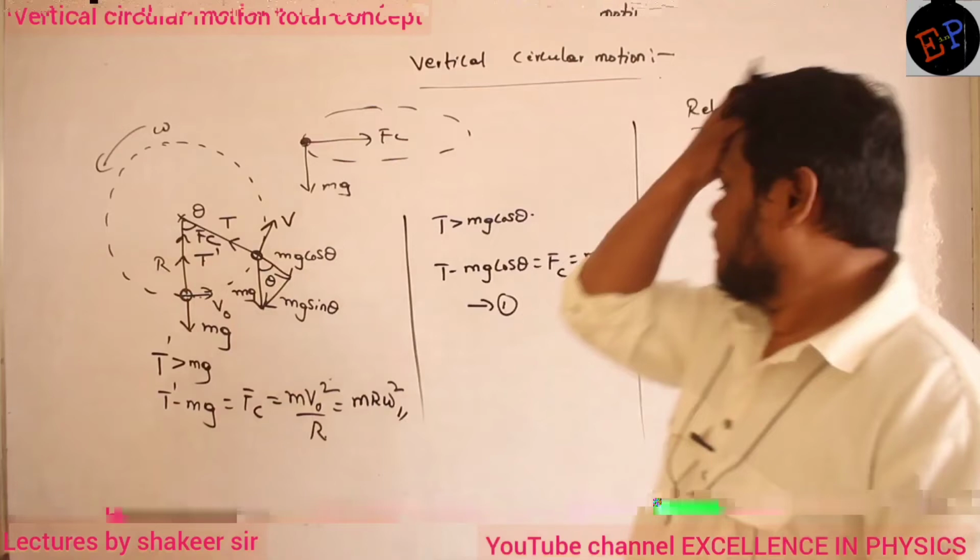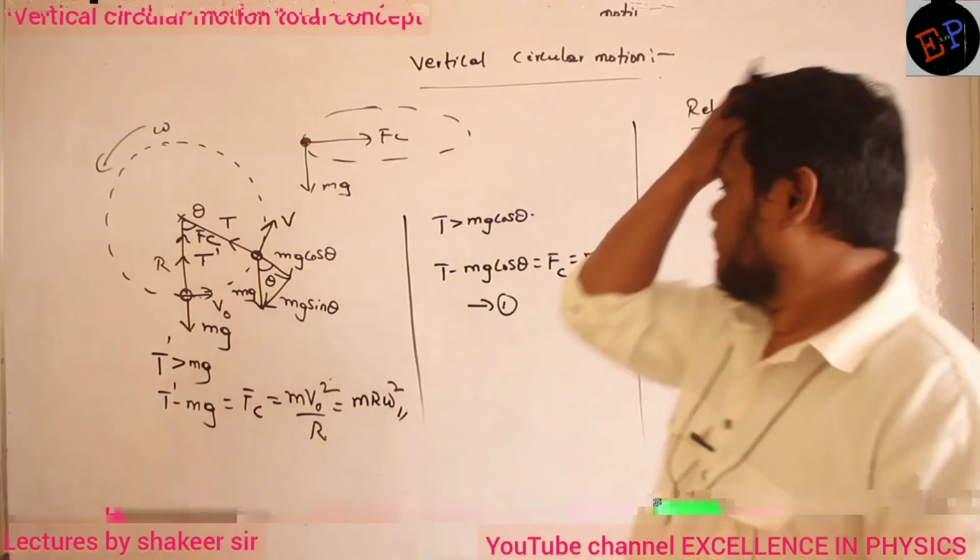5 mg minus 2 mg minus 3 mg. So total it is equal to 0. So tension at highest point is 0. Clear, no? So these are another very important results which we are supposed to remember.